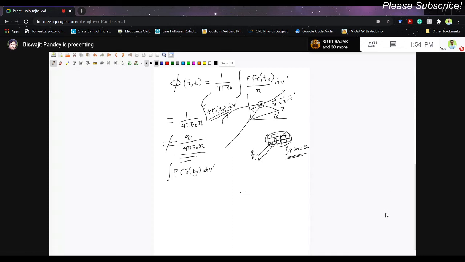So as we have discussed, the different parts of the volume element are not contributing at the same instant. To make it clear, Griffiths has given a simple example. Suppose there is a train. There is some observer here, and there is a train.